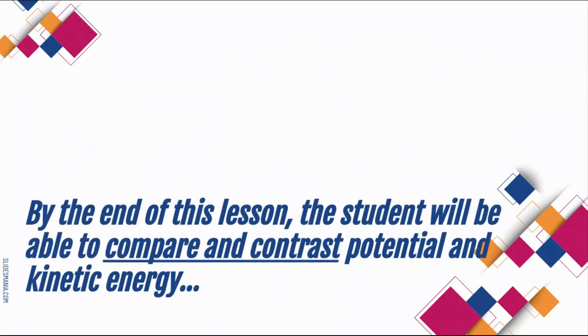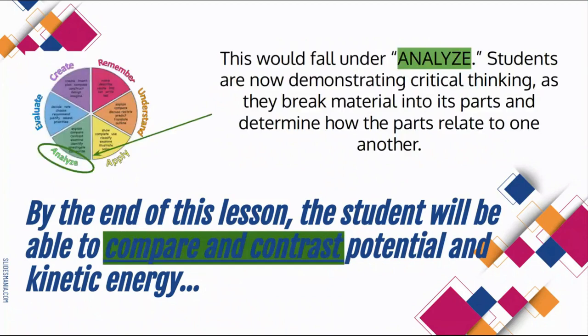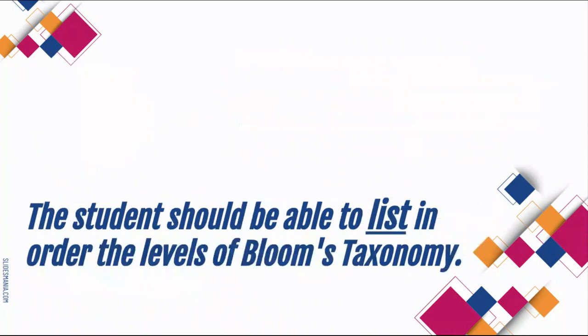All right, next one. By the end of this lesson, the student will be able to compare and contrast potential and kinetic energy. So what level asks a student to compare and contrast? If you said analyze, you're right. Students are now demonstrating critical thinking. So they break material into its parts and determine how the parts relate to one another. So anytime you're asking someone to compare and contrast, you're asking them to analyze.